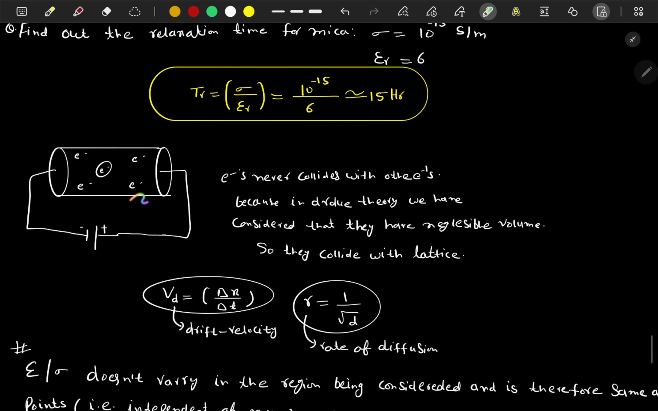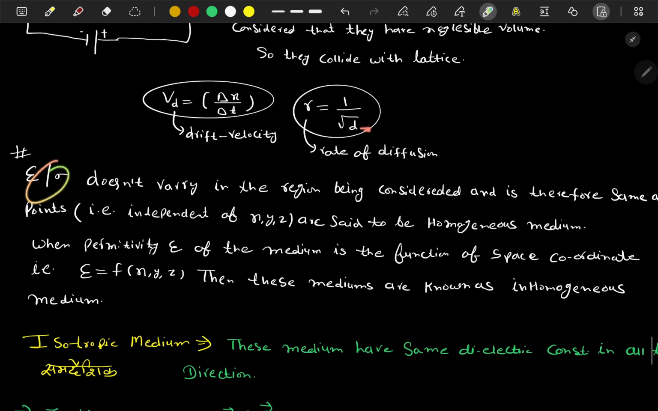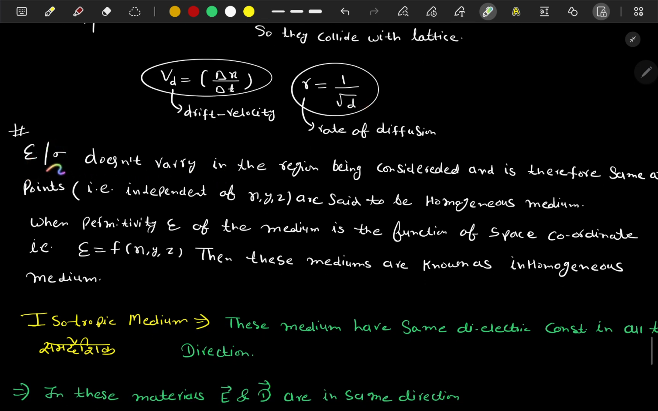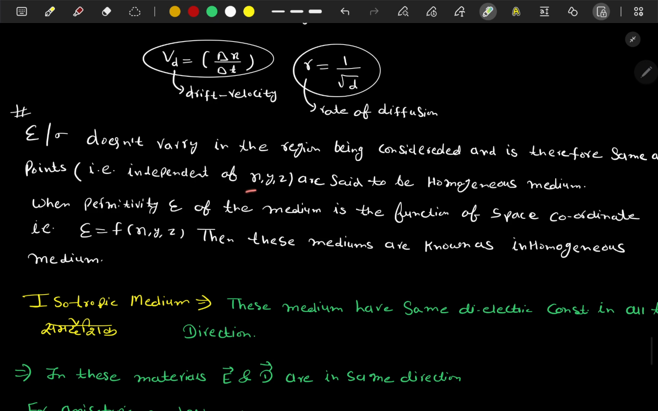Now when we are applying potential to a conductor, in this condition electrons are never colliding with each other, because in the free electron theory we are considering that they have negligible volume, so they collide only with the lattice. So Vd equal to del x upon del t, we know the velocity, and the rate of diffusion from Graham's law is 1 upon root of d, where d is density. Now if epsilon or sigma does not vary with the region being considered, and is therefore the same at all points, these are not varying and are independent of coordinates. Then in this condition we say it is a homogeneous medium.